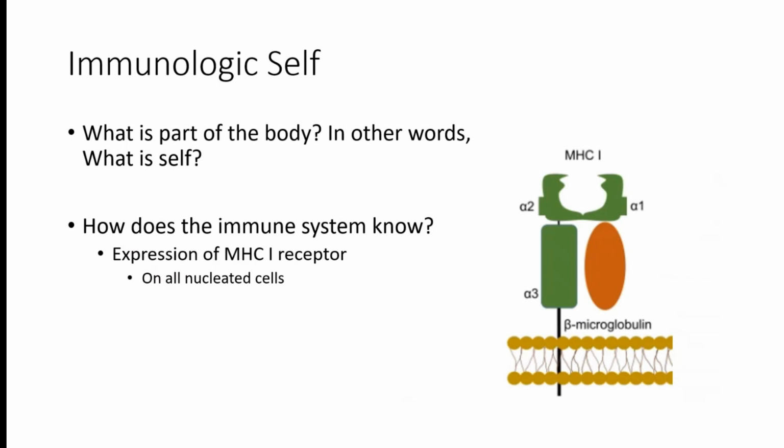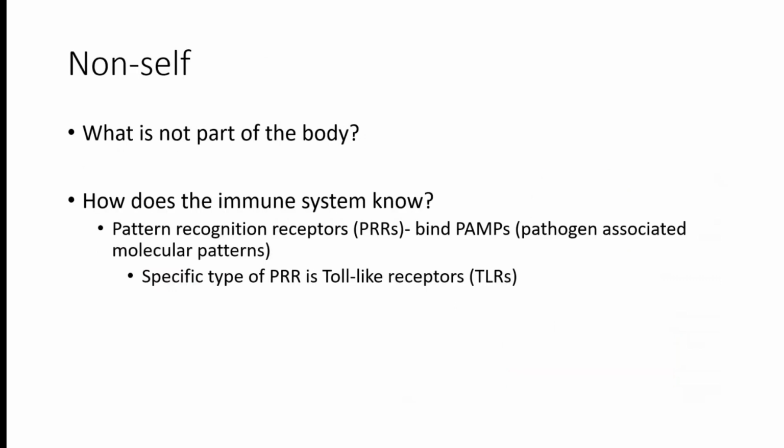Now, as we'll discuss towards the end of the course, this can break down, right? And there's many ways it can break down, but when it does, some folks will develop what's called an autoimmune response, meaning a response to self. So on that note, then, what is non-self? What is not part of the body? And how does the immune system recognize that?